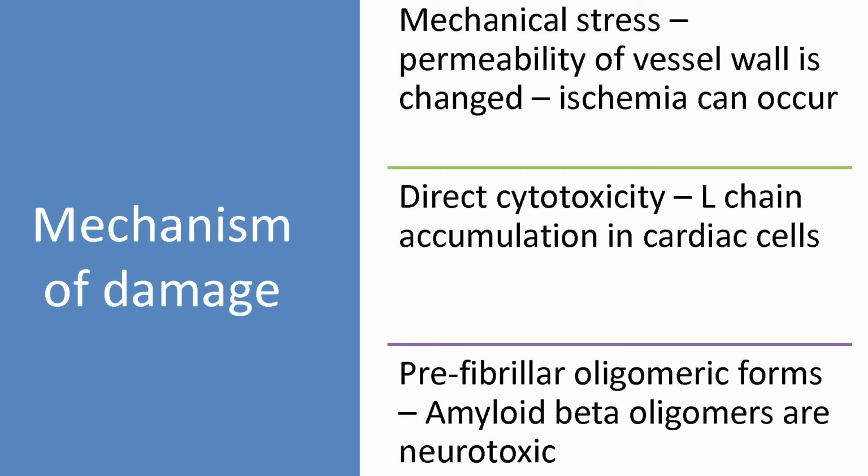Under these conditions, the amyloid fibrils do not pose much toxicity. But the toxicity is imparted by the pre-fibrillar forms, that is the species which are formed prior to the mature amyloids, the oligomeric forms, the intermediate species. These are the ones that pose toxicity to the cells. In Alzheimer disease, the A beta oligomers have been found to be neurotoxic.